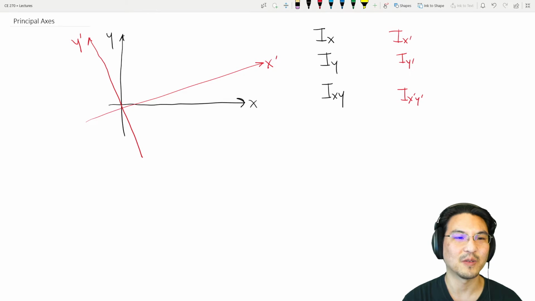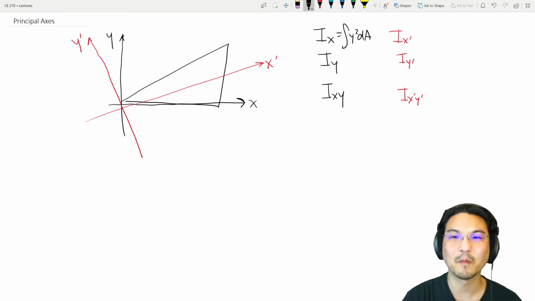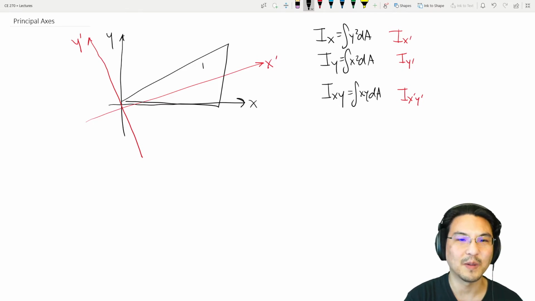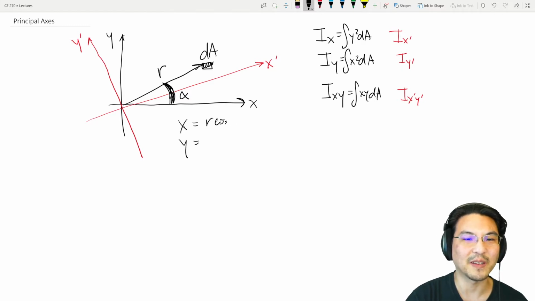So instead of this triangle, well, I mean, you have some shape, but to solve for these, it looks like this. For some differential area here that you integrate over the entire area. So let me just focus on that differential area. Okay, it has some position in polar coordinates, r, alpha. So in the xy Cartesian coordinates, the x component would be r cosine alpha, the y component r sine alpha.